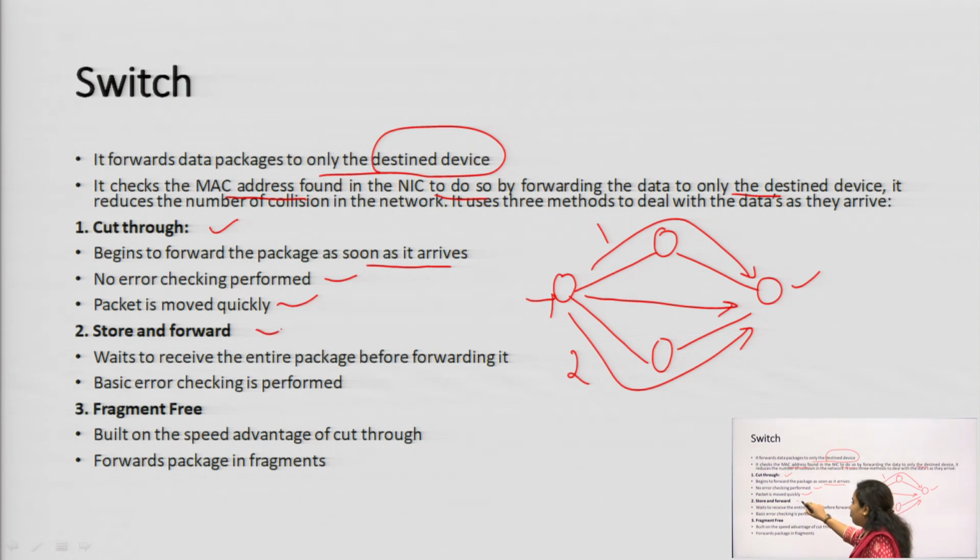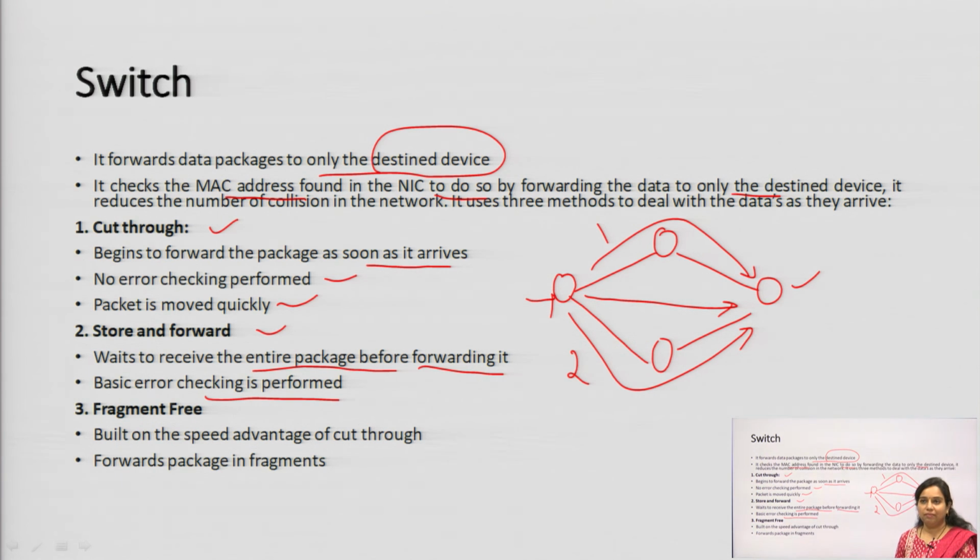Then store and forward waits to receive the entire packet before forwarding it, and basic error checking is performed. So, there is an advantage of using store and forward. Once a portion of the packet is received, it will wait until the entire packet is received, and it will perform the basic error checking. Next is fragment free, built on the speed advantage of cut through, and it forwards the packet in fragments. Fragments means a small portion of the data will be forwarded in the switch.